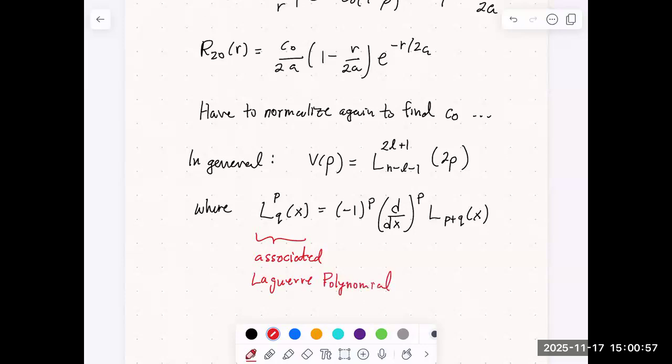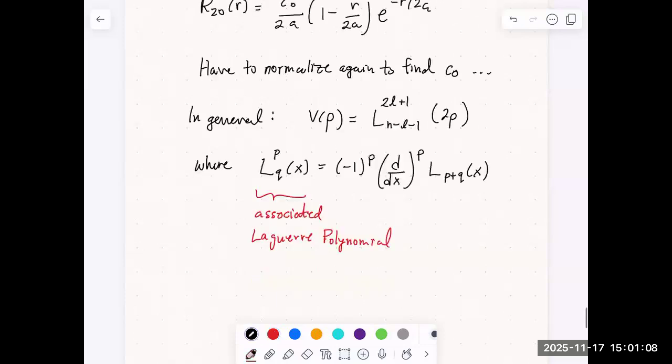I don't know, it seems like a lot of French people were working on these polynomials. We're talking Legendre, Laguerre, Hermite, they all sound French to me, but I could be wrong. And so notice that to get the associated polynomial, we have to take derivatives of some other special function.